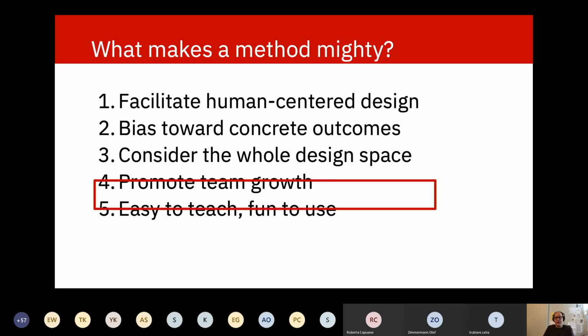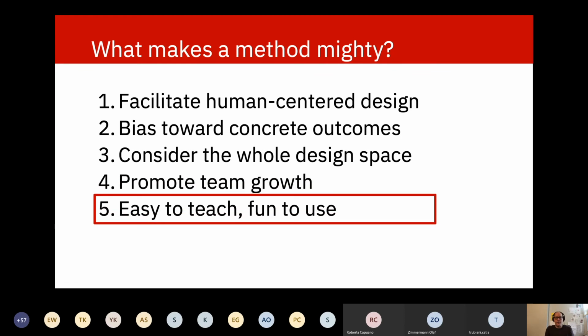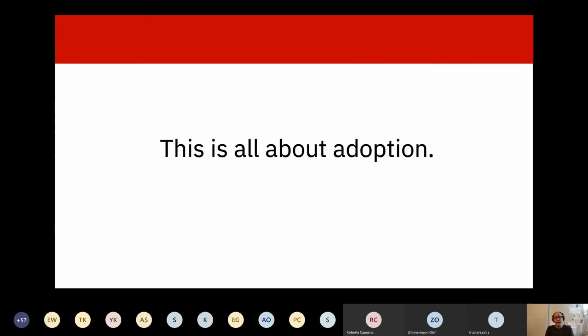All right, last up for what makes a method mighty is that they're easy to teach and they're fun to use. Realistically, this is all about adoption. For this one, I don't have as many ready examples, but I do have some observations to share. Even if you have the best method in the world, if nobody wants to use it, or if you're the one who has to constantly be pressing on it for use, it's not going to get very far.